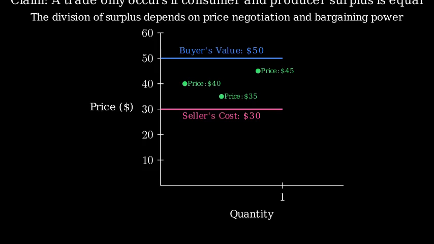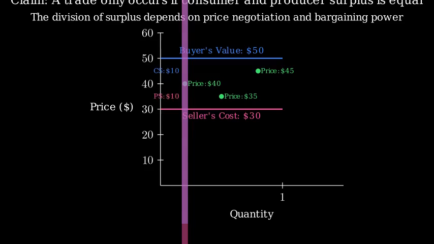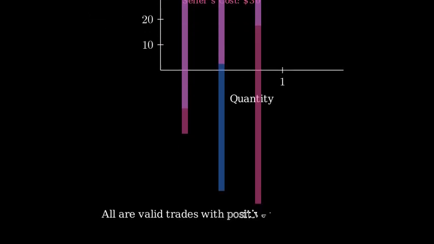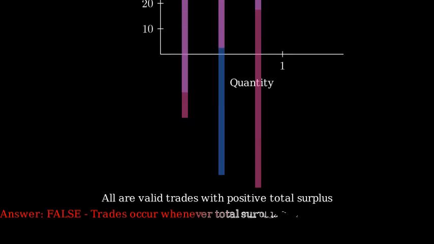As we can see in our diagram, at different prices, the consumer and producer surplus will be different. At a price of $40, consumer surplus is $10 and producer surplus is $10, equal in this case. But at a price of $35, consumer surplus is $15 while producer surplus is only $5. And at a price of $45, consumer surplus is $5 while producer surplus is $15. All of these are valid trades that could occur as long as both parties benefit, regardless of whether the surpluses are equal. Therefore, the claim is false.